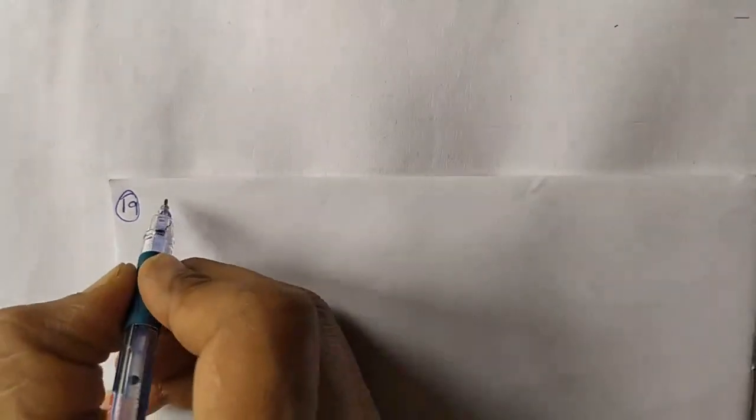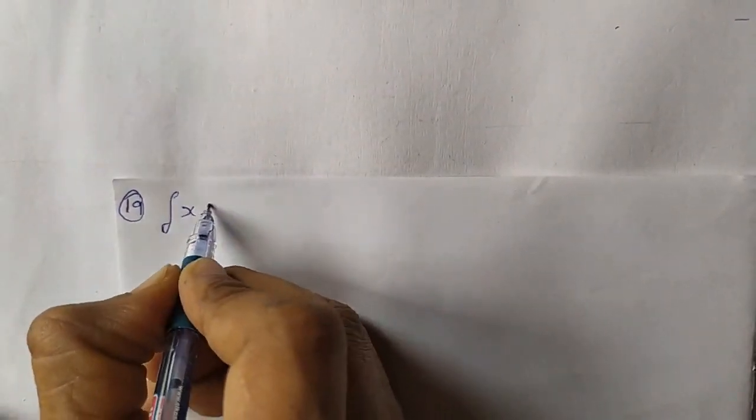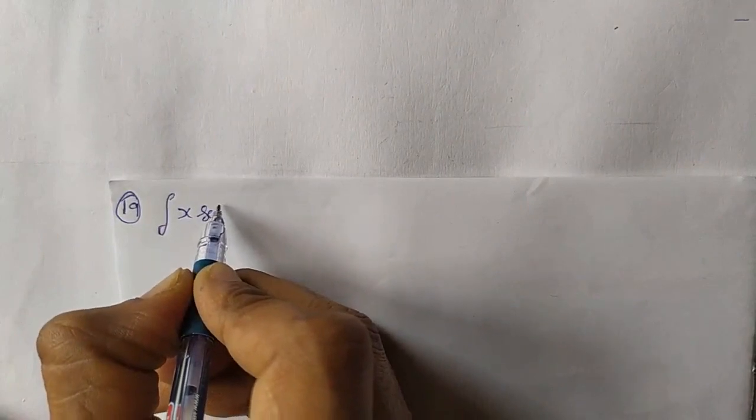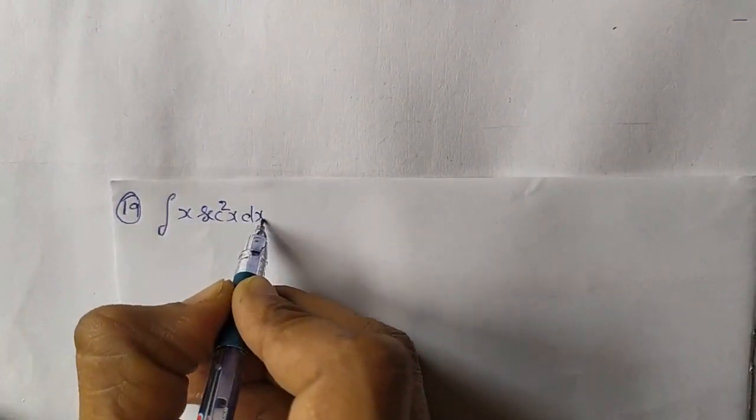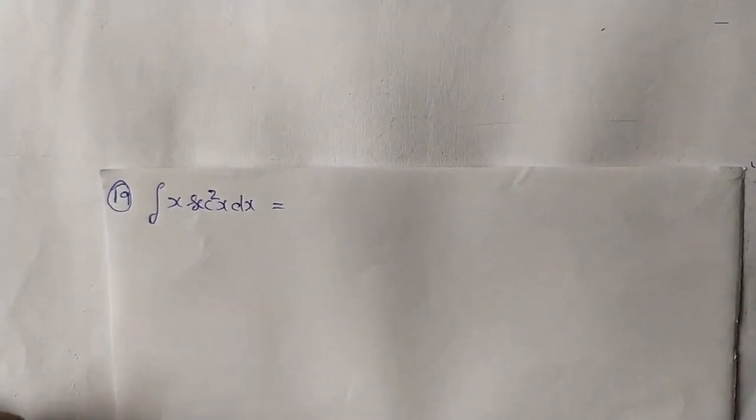Hi dear students, welcome back to the next video of question paper solving. In our previous video, we have solved 18 questions of model paper 3. In this video, we are going to solve the 19th question. See the 19th question in your question paper. Evaluate the integration of x into secant square x dx. We have to find the integration of x into secant square x dx.